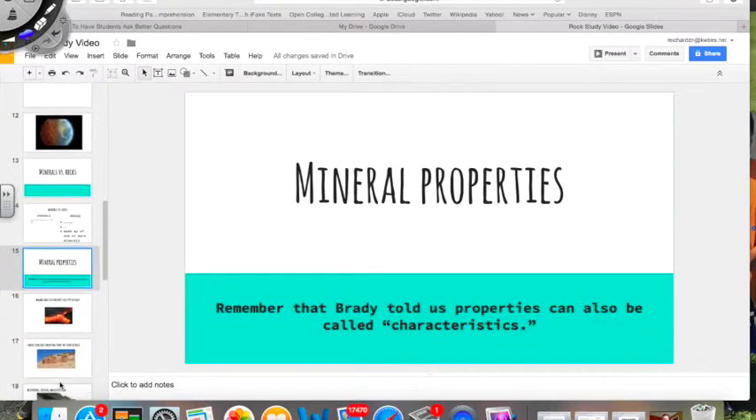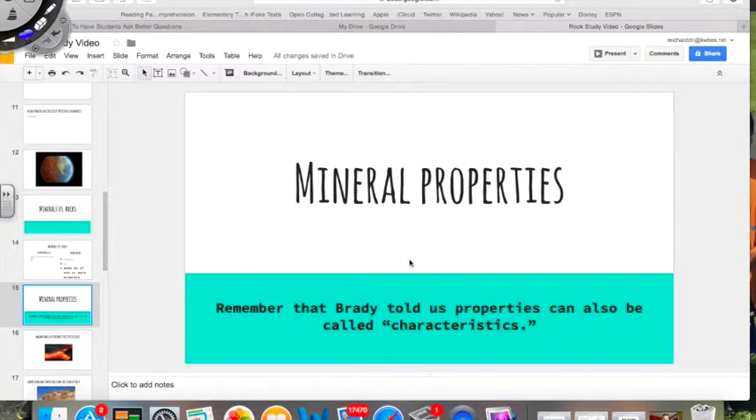So we are now going to talk a little bit about the mineral properties. Now remember that Brady gave us a good synonym for properties, and that would be characteristics. This is how scientists test minerals in order to identify them. Remember, I showed you there are tons of different colors and types of quartz, but whenever you test a streak of all of the different quartz, it has the same color show up on the streak pad. Even if one of the quartz is pink and one of them is white, they still have the same color streak.